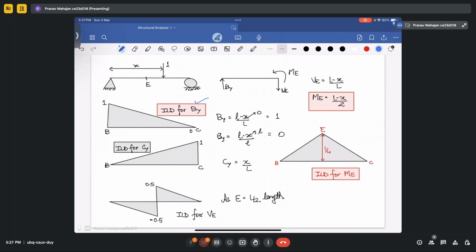for BY. Similarly, for CY, the equation is X upon L. So at X equal to 0, the value is coming out to be 0, and at L, it is coming out to be 1.